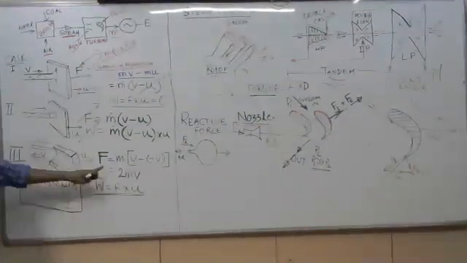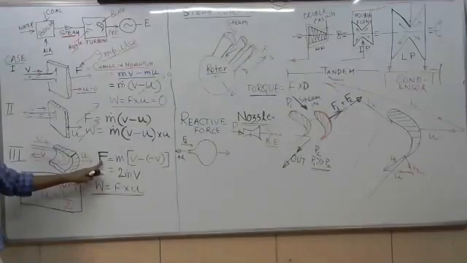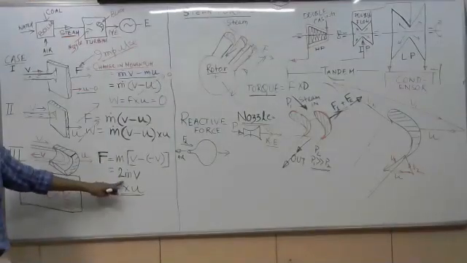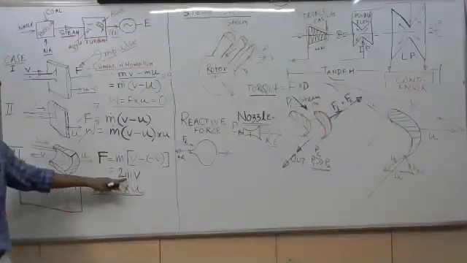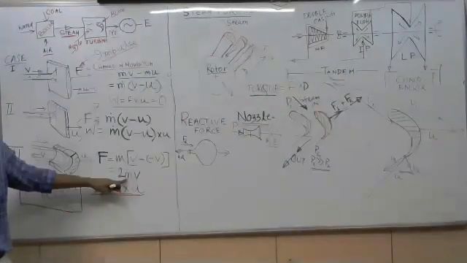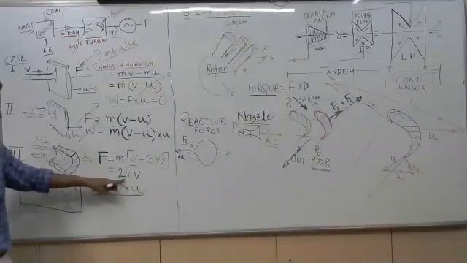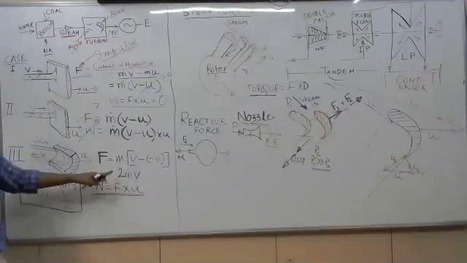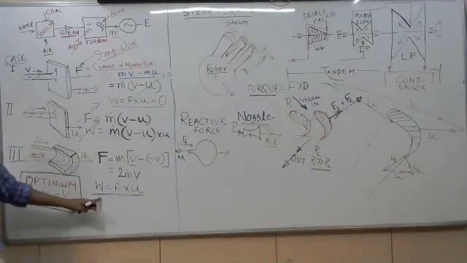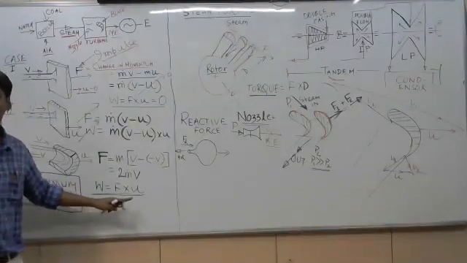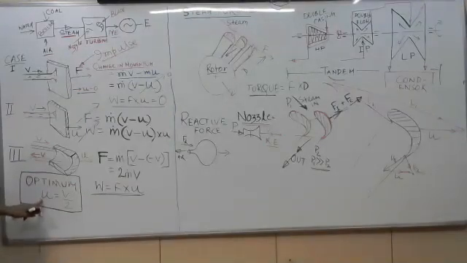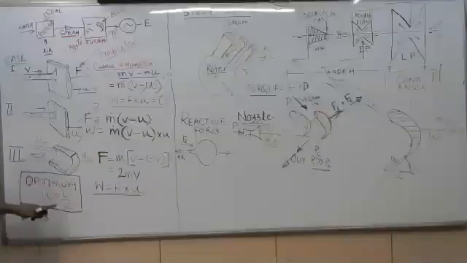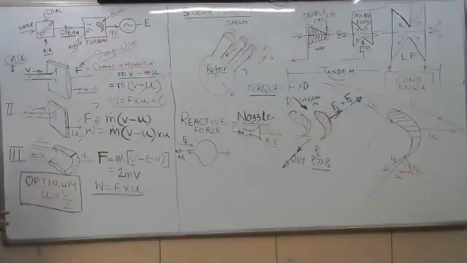So in that case, the force on the plate is increased twofold. Earlier it was m(v minus u), and now the force on the plate is becoming double. And the optimum work is W equals force times u. By differentiation and calculation, you can find that the optimum velocity of the plate is half of the steam velocity. That can be calculated. We are not going into the calculation.